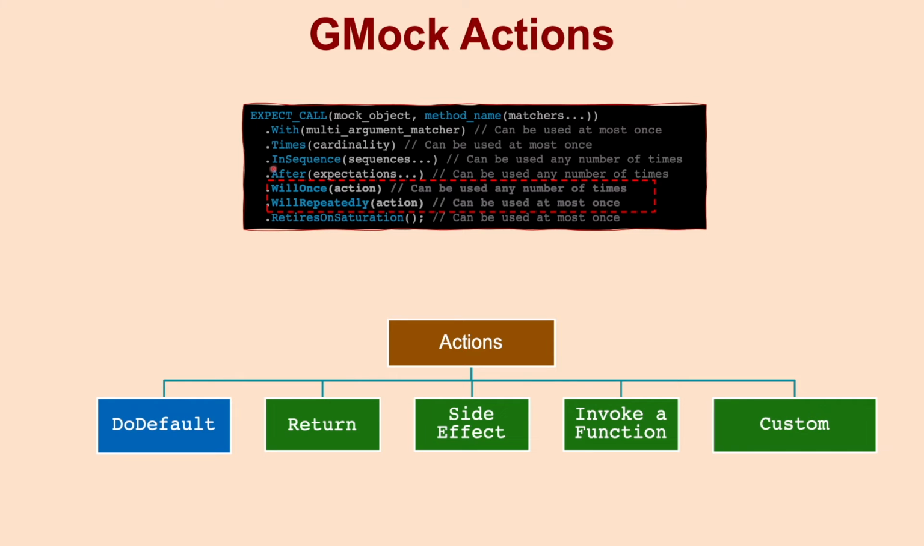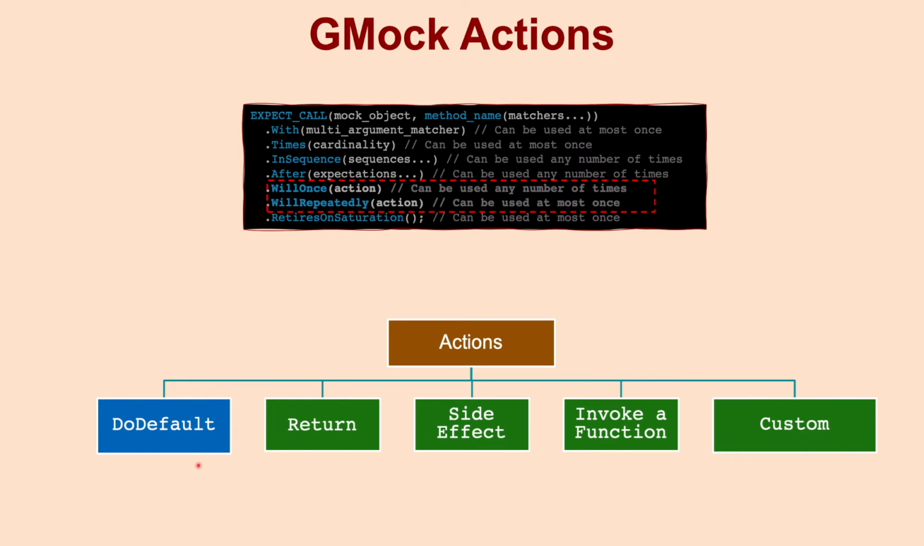We have already talked about what should happen if our mock method is being called, and we previously specified that using return. It turns out that there are various other actions that you can specify, which are listed here. The first one is doing the default action, or returning something, which is something that we have already seen, or performing some side effects, or invoking a function. And finally, if none of these work for you, you can create a custom action. Let's go through these one by one.